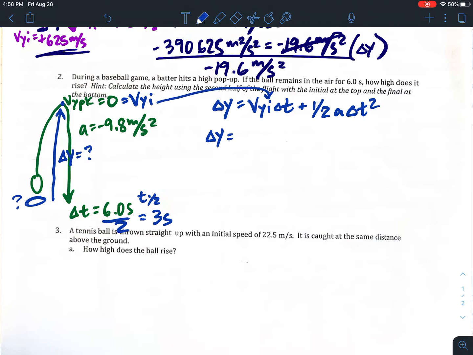Delta y is my unknown. VYI, again, is the peak, right? So that's going to be a 0. So I can basically ignore that. 0 times any time is 0. So then I have 1/2 times negative 9.8 meters per second squared times 3 seconds squared. And I want to make sure I use 3 instead of 6 because I'm starting in the middle and falling.